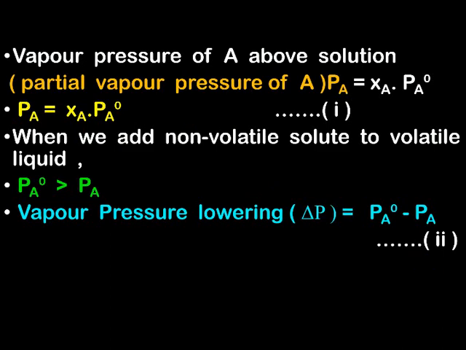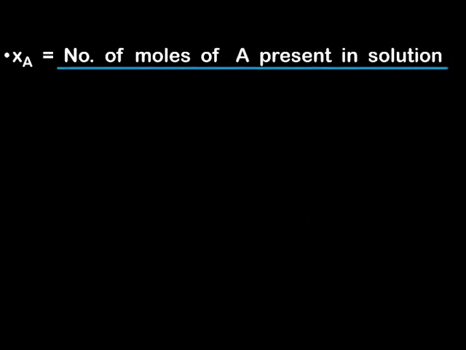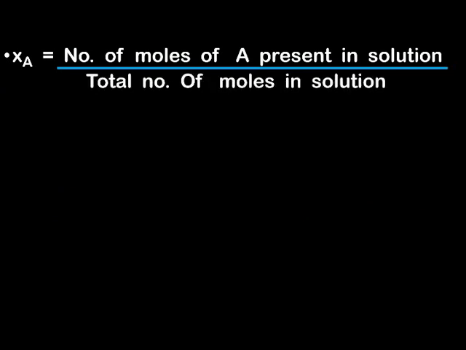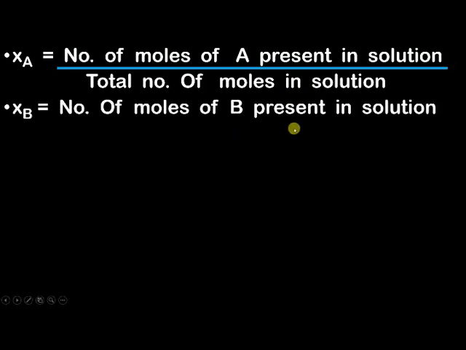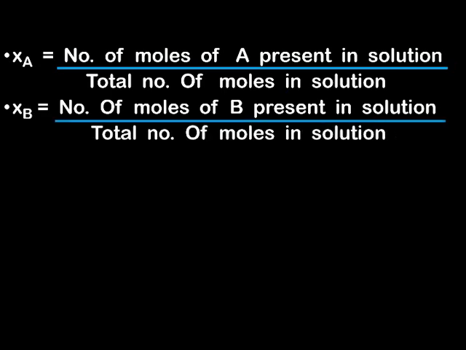Now before that, as I said earlier, I am going to explain what this mole fraction is. Okay, so the simple formula for mole fraction: XA is nothing but the number of moles of A present in the solution divided by the total number of moles in the solution. Similarly, XB is nothing but the mole fraction of B, and who is B? B is nothing but our solute. So the mole fraction of B will be equal to the number of moles of B present in the solution divided by the total number of moles in solution. As simple as that.